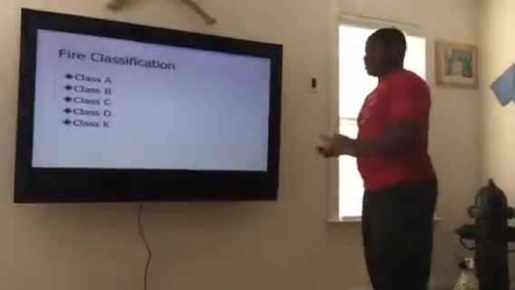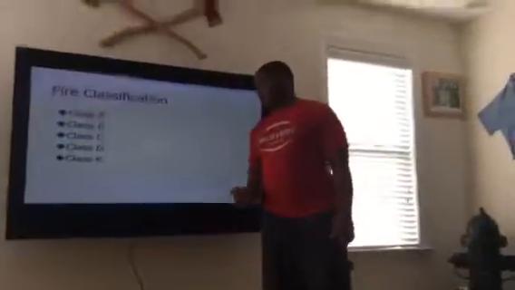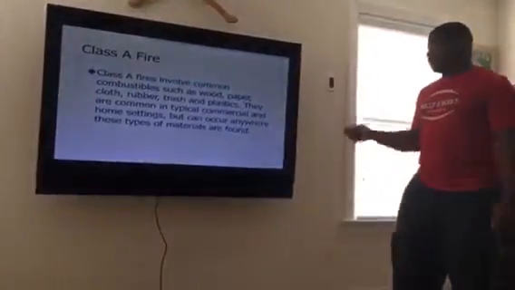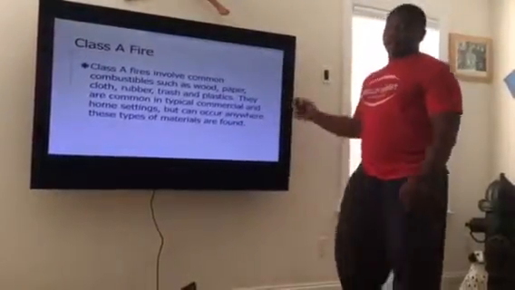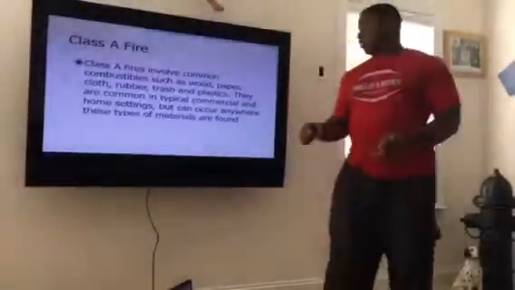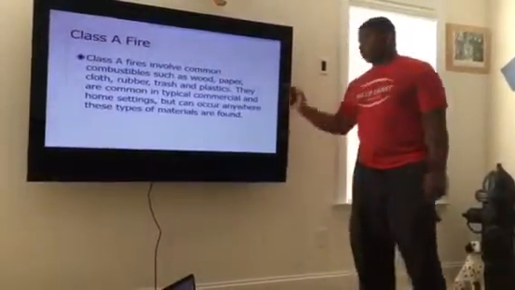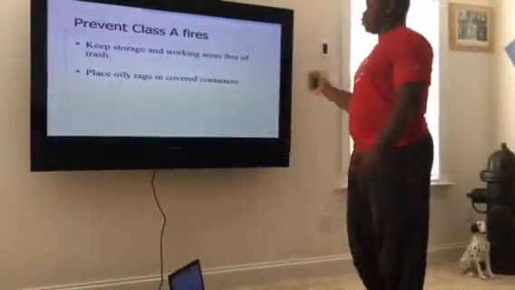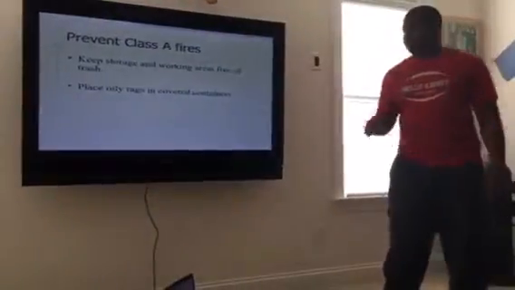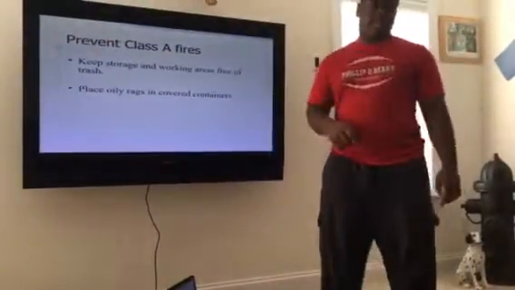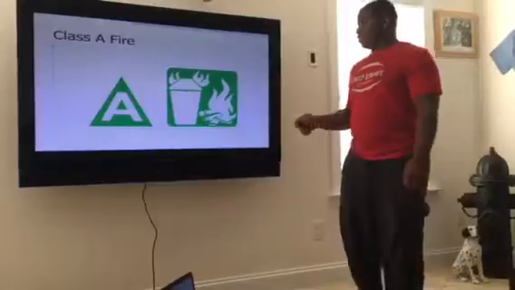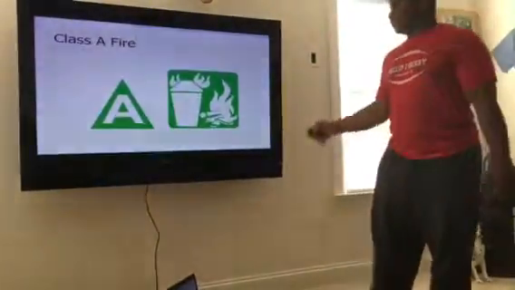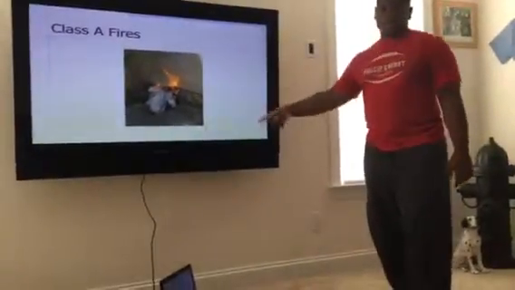So fire classifications, right? You got 5 different classes of fire: A, B, C, D, and K. Class A involves ordinary combustibles, talking about paper, wood, stuff like that. To prevent Class A fires, keep storage and working areas free of trash, place oily rags in covered containers. Class A is represented by a green triangle, right? So that's what a Class A fire looks like. Piece of paper on fire.